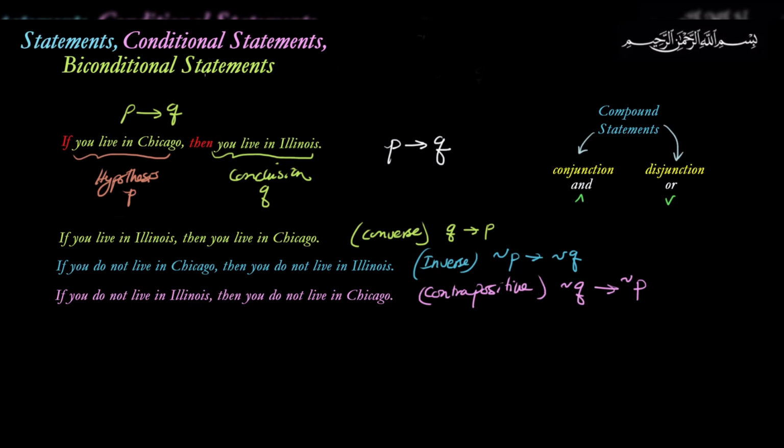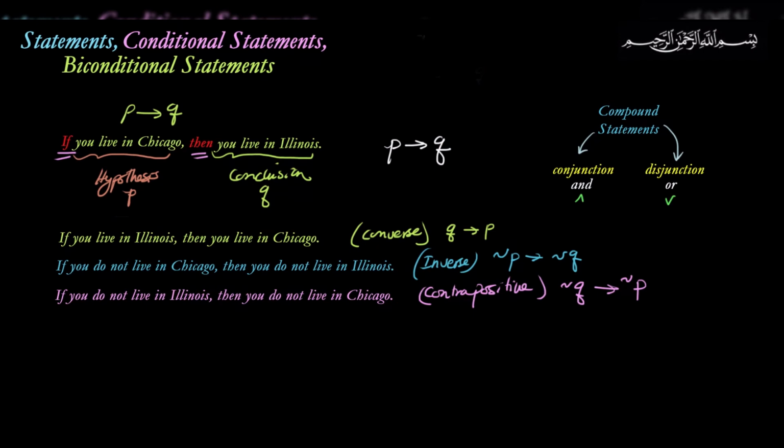The conditional statement, of course, as I said, consists of an if-then statement, the first part of it being the hypothesis, the second part being the conclusion. The first part that follows the if is the hypothesis, the second part, the part that follows the then, is the conclusion.